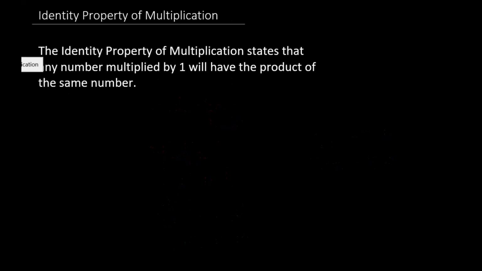Let's look at another property of multiplication. The next one is the identity property of multiplication. The identity property of multiplication states that any number multiplied by 1 will have the same product as the number itself. So let's say there's A and then we have 1. So A times 1 will result in A. Any number that you multiply by 1, the number will stay the same.